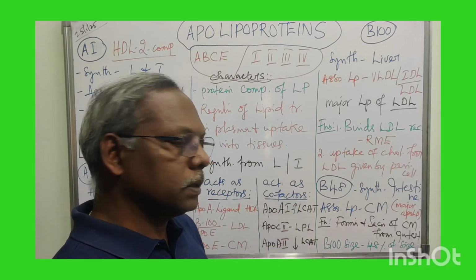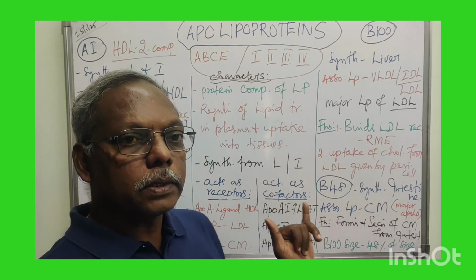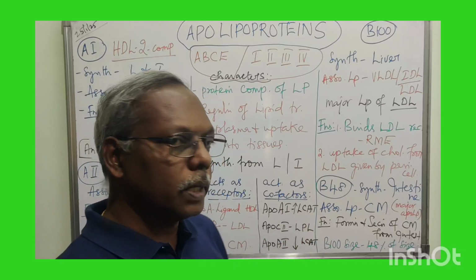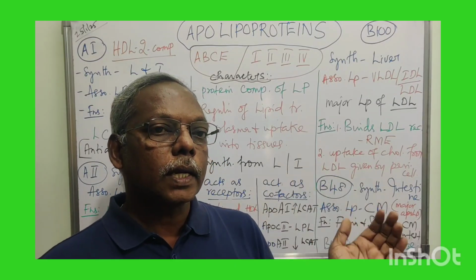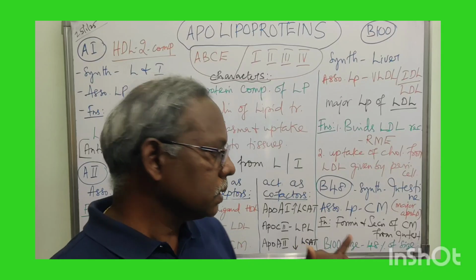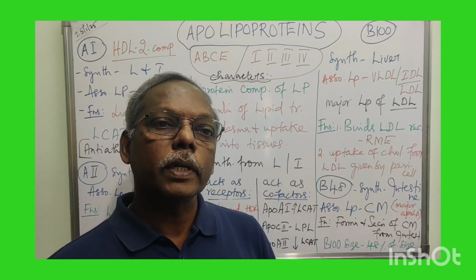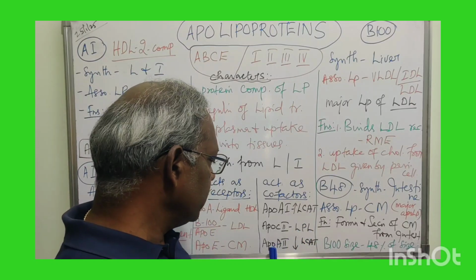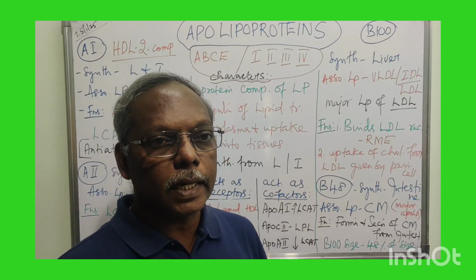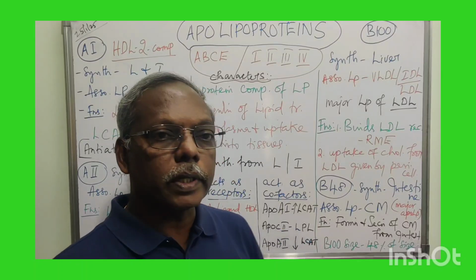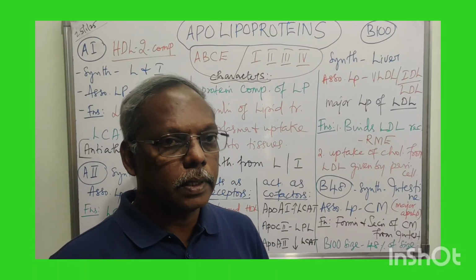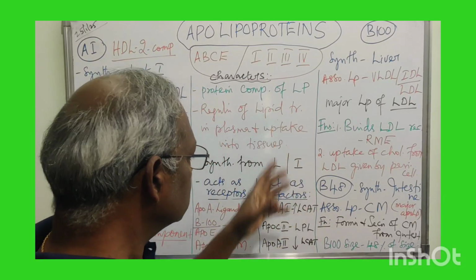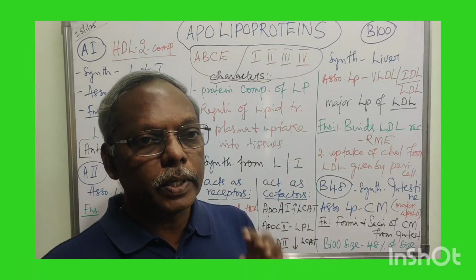Coming to cofactors, some apolipoproteins either stimulate or inhibit enzymatic reactions. We have two enzymes common in lipoprotein metabolism: LCAT, that is lecithin cholesterol acyl transferase, and LPL, that is lipoprotein lipase. ApoA1 increases LCAT activity, whereas ApoA2 decreases LCAT activity, and ApoC2 is involved in lipoprotein lipase reactions. These are all the general outline for your 5-mark short notes.